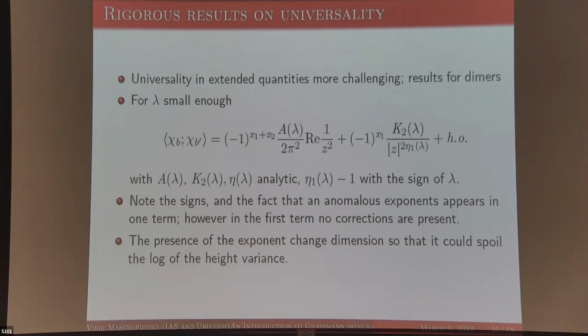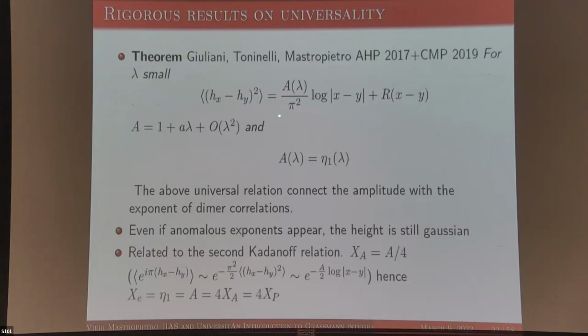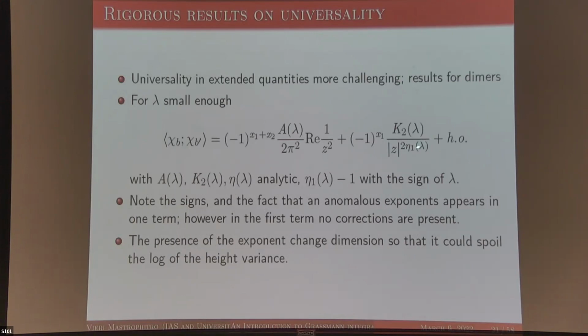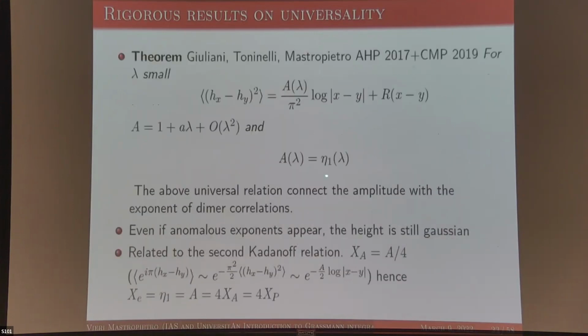the height. So this is the best we can prove for extended quantities. We could prove that the height correlation is still Gaussian, so these surfaces generically are Gaussian fields. But then there is a universality relation. This A, the amplitude, is eta 1. So this eta 1 here is exactly this A here.